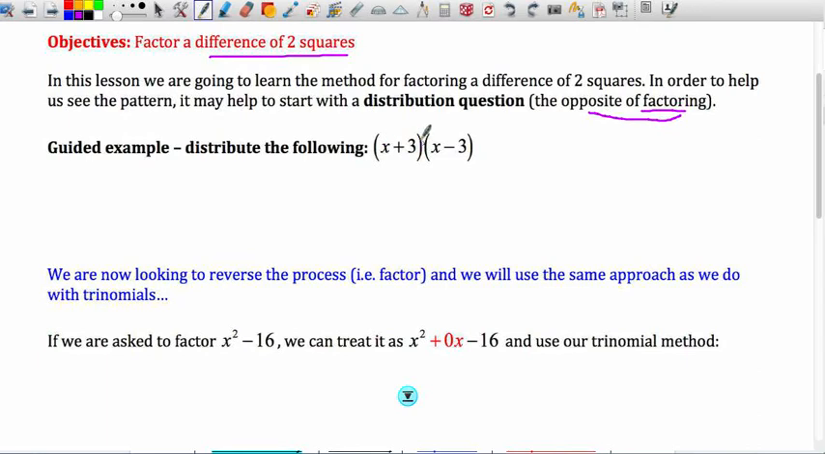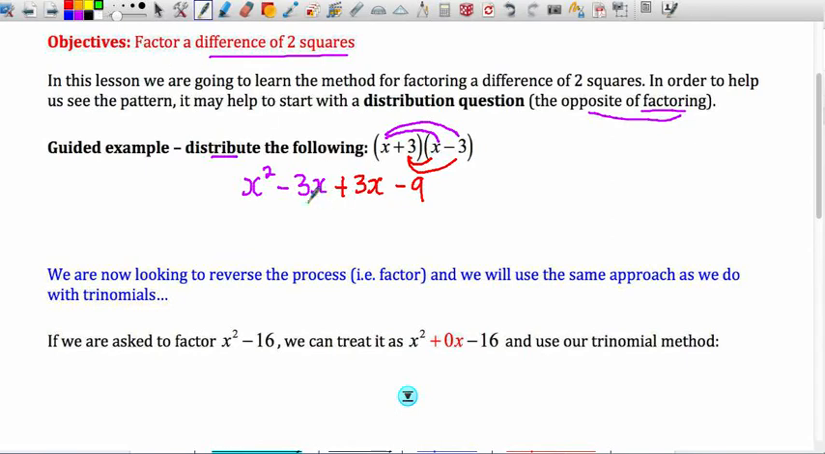Okay, and so what we'll do is, if I were to distribute this, if this were a distribution question, then I would use my so-called rainbow, and I'm going to multiply x times x, which is going to give me x squared, x times minus 3, which is going to give me minus 3x, and I'll just change colors here, plus 3 times x, which is going to give me plus 3x, and plus 3 times minus 3, which is going to give me minus 9.